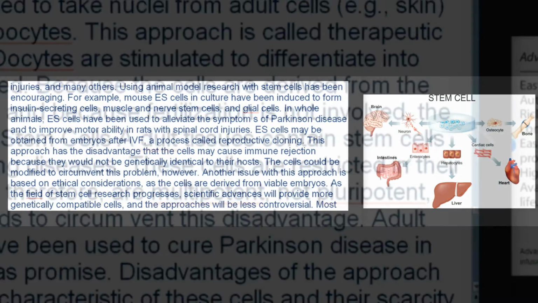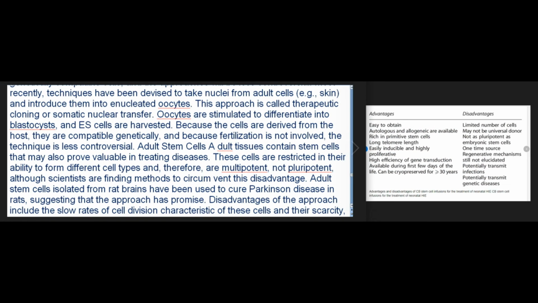Most recently, techniques have been devised to take nuclei from adult cells, for example skin, and introduce them into enucleated oocytes. This approach is called therapeutic cloning or somatic nuclear transfer. Oocytes are stimulated to differentiate into blastocysts, and ES cells are harvested. Because the cells are derived from the host, they are compatible genetically, and because fertilization is not involved, the technique is less controversial.